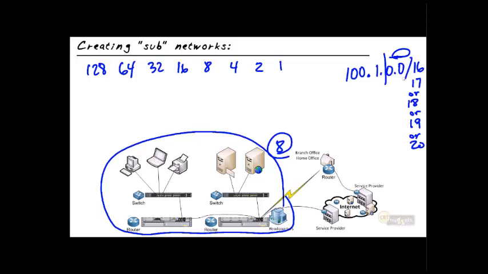It's sort of like taking 10th Street as a whole and making 10th Lane and 10th Avenue. So we have the 100.1 network to work with. We're going to subdivide it and carve it up. So the first question is, how many bits do we need to steal or to use above and beyond the 16 to create our new subnets?